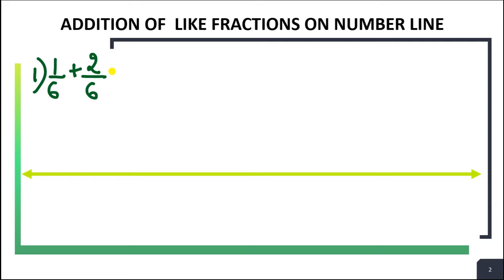First, let me give a point. Here I'll give 0. Here I'll give the point 1. This we have to give on the number line, and we have already learned how to draw a number line, so no problem. And we are going to represent 0 and 1.